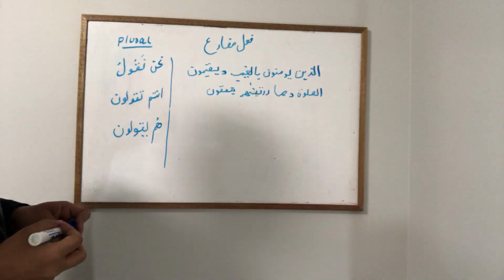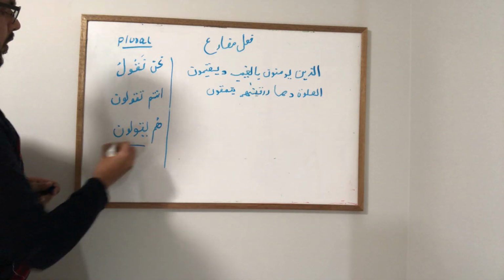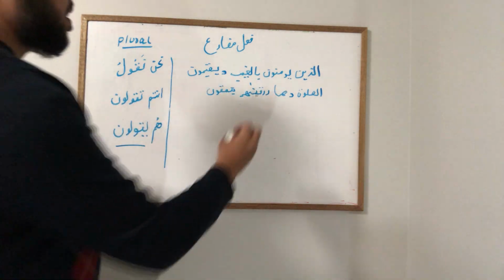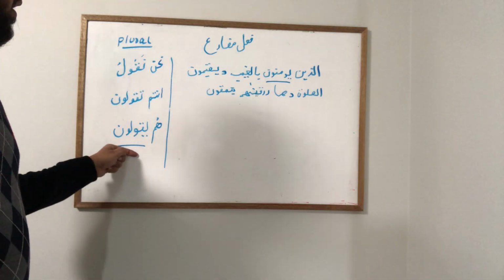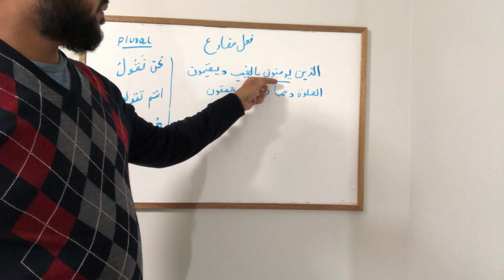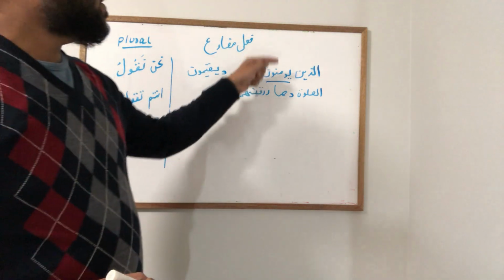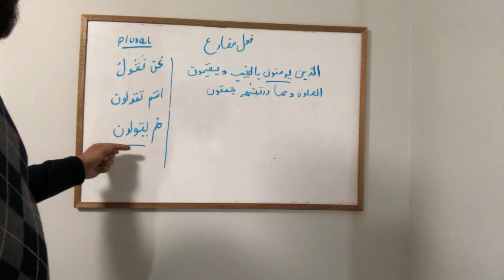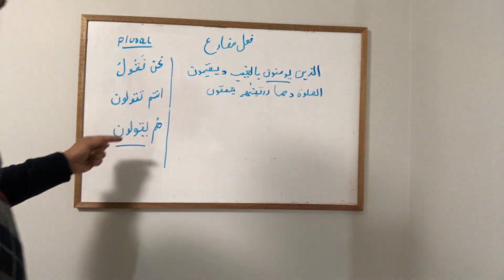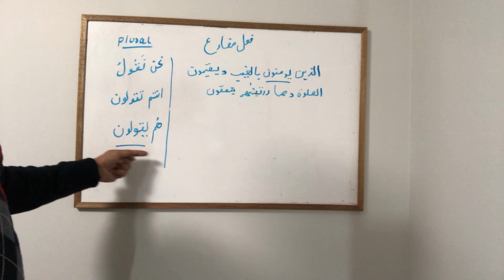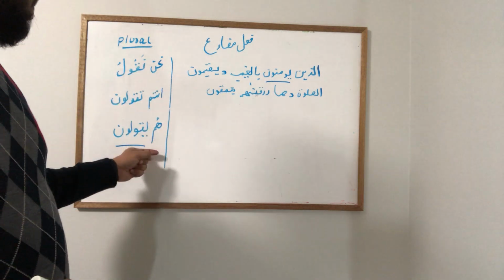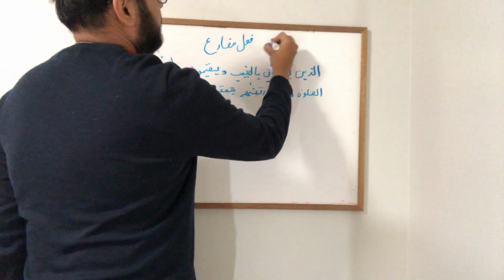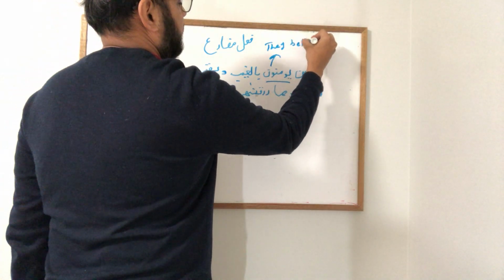Right, so how many of this mold, hum yaquluna, are we seeing here? Alladina yu'minuna. So this means it's referring to they. This verb here is referring to they, present tense. They believe, amana. The root word is amana, and yu'minuna is a verb of the mold yaquluna, meaning it's representing they. So yu'minuna means they believe, present tense.